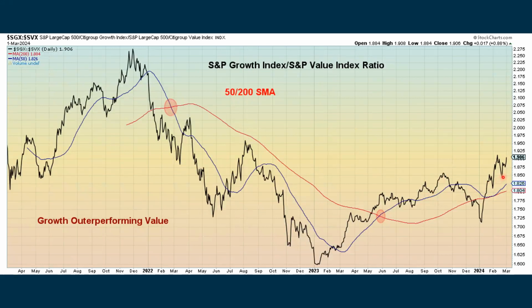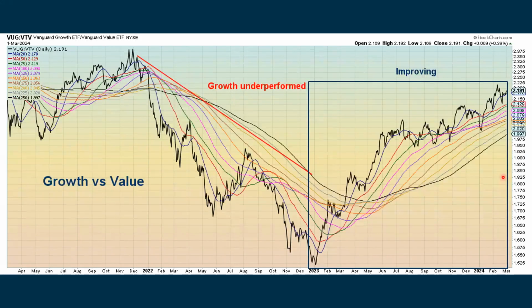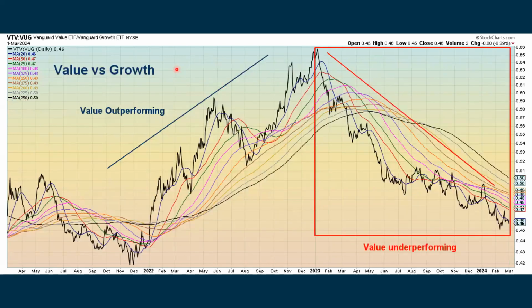So it might seem like overkill, but looking at all of these different charts, we want to just see a lot of confirmation here. We also look at another way of measuring growth of value. These are a couple of ETFs, and this is showing that growth is outperforming value, but not back to the all-time highs. Here's an inverse showing how value is underperforming growth.